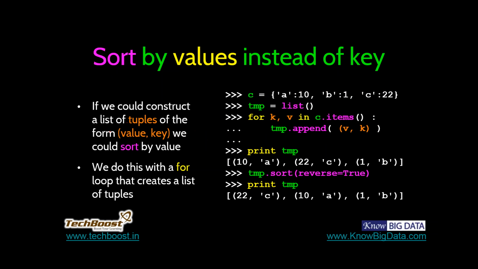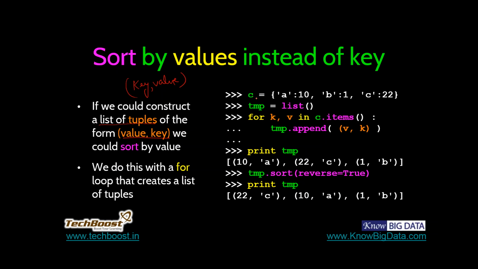We are saying that if we are able to successfully build a list of tuples of the form value and key, not key and value. Till now we had the list of tuples of key and value, right? Now, if we are able to create a list of tuples of the form value and key, we can sort by value also, right? Because the sorted method takes the first item to do the sorting.